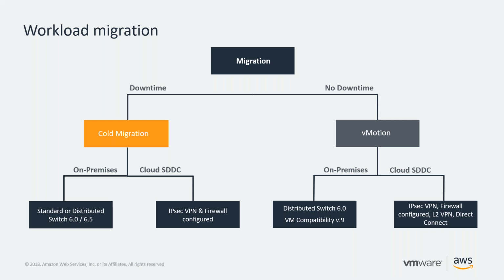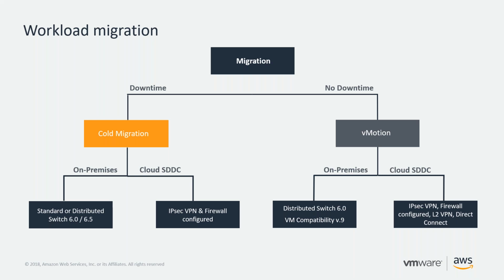Now, if we start on the left-hand side, this is for workloads that can incur some downtime. So if they can incur some downtime, we look at cold migrations. On the on-premises side, we can have standard or distributed switches, vSphere 6.0 or higher. On the Cloud SDDC side, or the VMware Cloud on AWS side, we just have to ensure that IPsec VPN is configured and set up to link to our on-prem environment, and the firewall is configured to allow vMotion traffic through, which is the same ports as the cold migration.